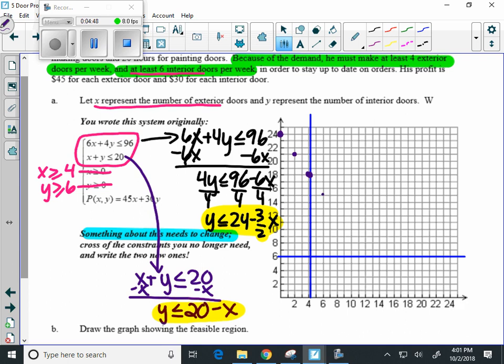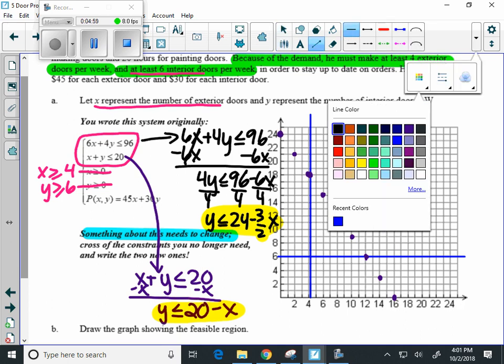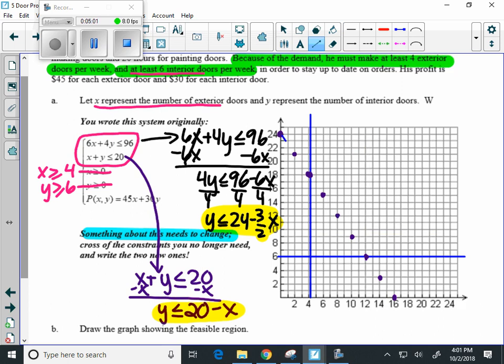Make sure as you're graphing these, we've talked about in class, that your lines are intersecting. If they're not intersecting, you probably made a mistake somewhere, but those are going to be the vertices of your feasible region. So there's our first constraint.